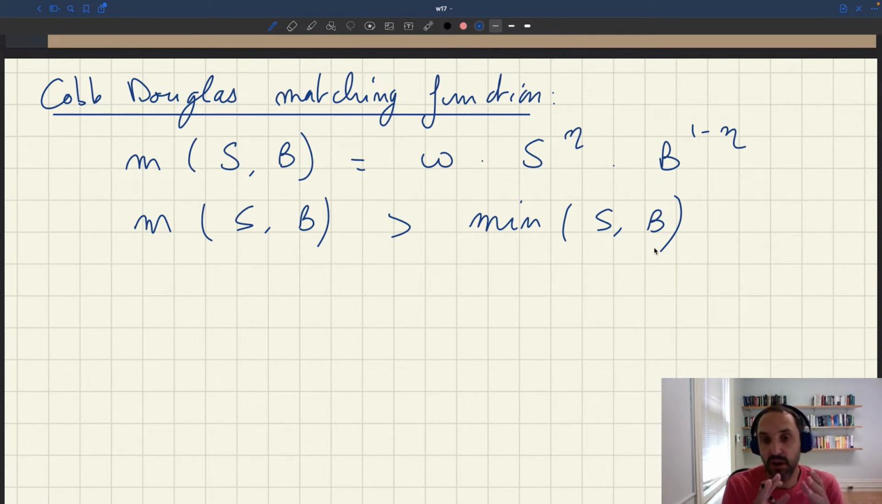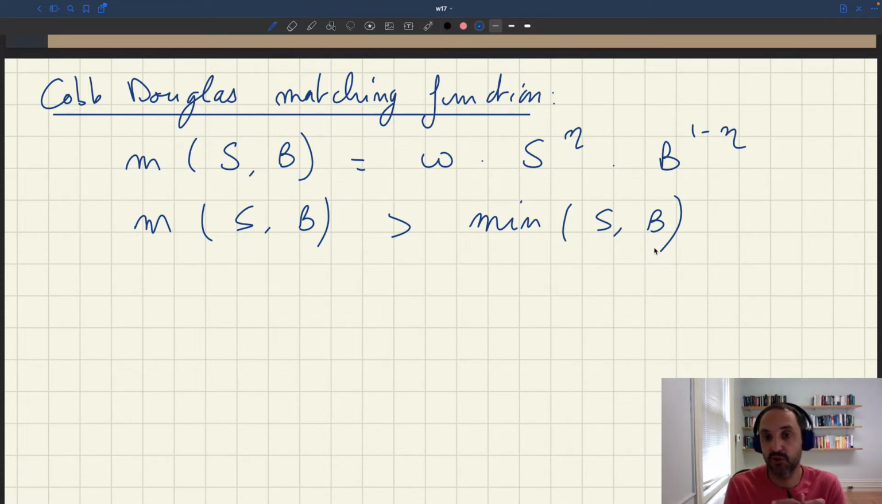If you work with a discrete time model, the matching function gives you the number of trades that are realized in one period. And of course, you don't want the number of trades realized in that period to be more than the number of buyers or the number of sellers, because you can't have more trades than the number of sellers or the number of buyers. So we always want the number of trades to be less than the minimum of the number of sellers and buyers. But with a Cobb-Douglas matching function, that's not necessarily the case.